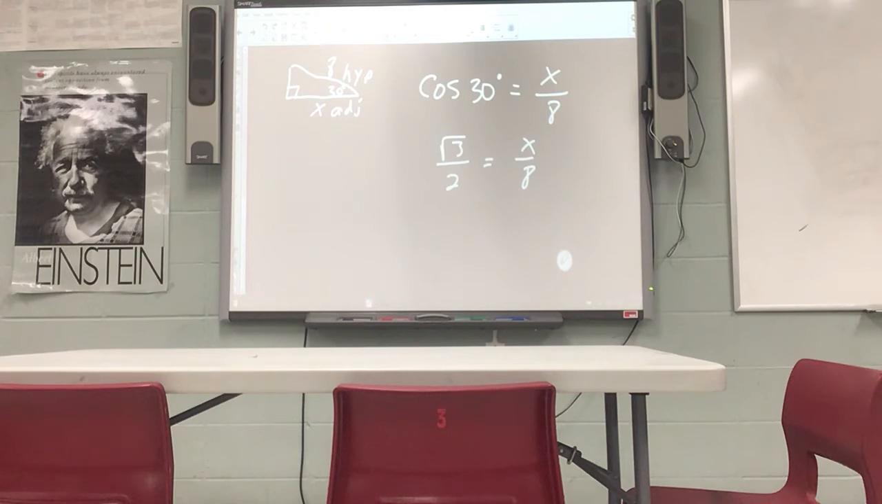Now what we've set up there is an easy proportion, and you just cross multiply to solve. So that gets me 8 square roots of 3 equals 2x. I'm trying to solve for x, so what would I do to get the x all by itself? Divide by 2. Since 8 divided by 2 is 4, 4 square roots of 3 is what our adjacent is.